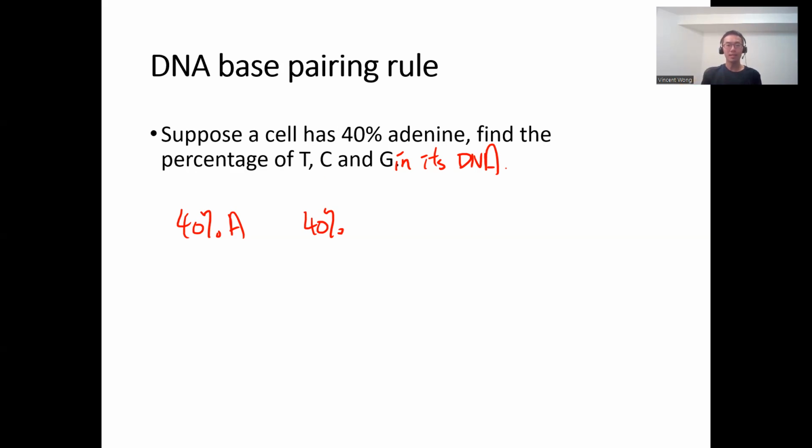Yeah, T, right? Exactly. Because A pairs with T. So whatever amount of A you have, you have to have the same amount of T, right? Okay, because the two go together.